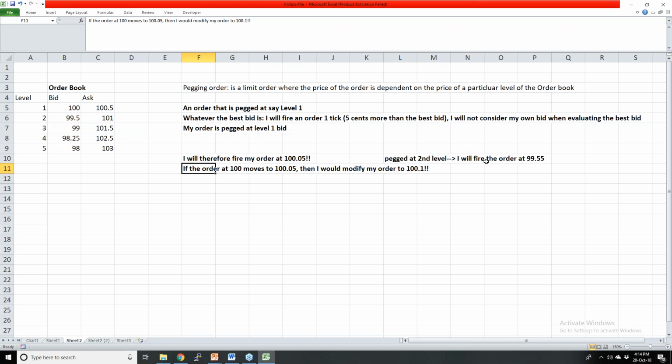There's a question: by the time 100 becomes 100.05, your pegged order will be executed. Why do you say that? So this is a bid, right? My order was a buy. So this is at the buy side. I am basically pegging my buy limit orders, right?